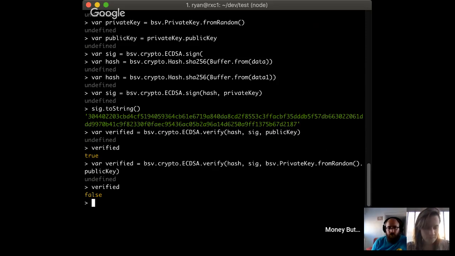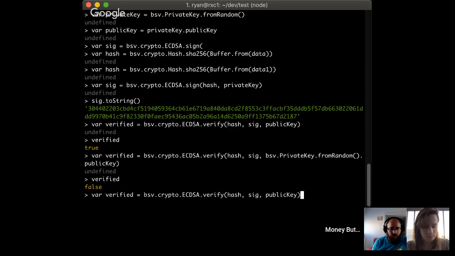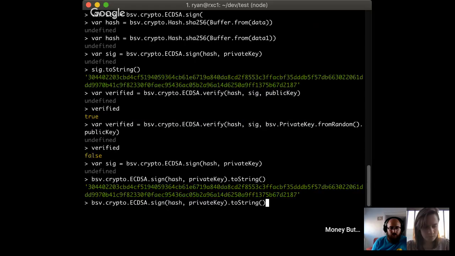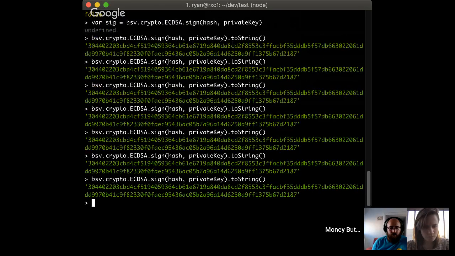One more thing I want to briefly mention. Let's suppose I go back up here and do my sign thing. I produce my signature by signing it, and I'm going to cheat slightly and say .toString. Now every time I sign it, I get the same signature. It's deterministic. That's because we default to using deterministic K.